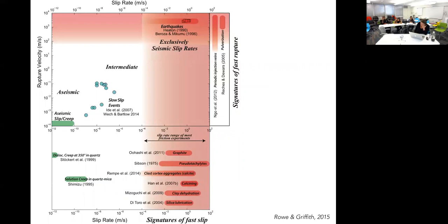So this is a plot that I made with Ashley Griffith for a 2015 paper, where we're like, okay, the interesting things about earthquakes, the things that are supposed to set earthquakes apart from any other creep or slip that happens in the Earth, are two things. So one is the slip velocity, and the other one is the rupture velocity. So I think Yajing probably went through how those things are different.